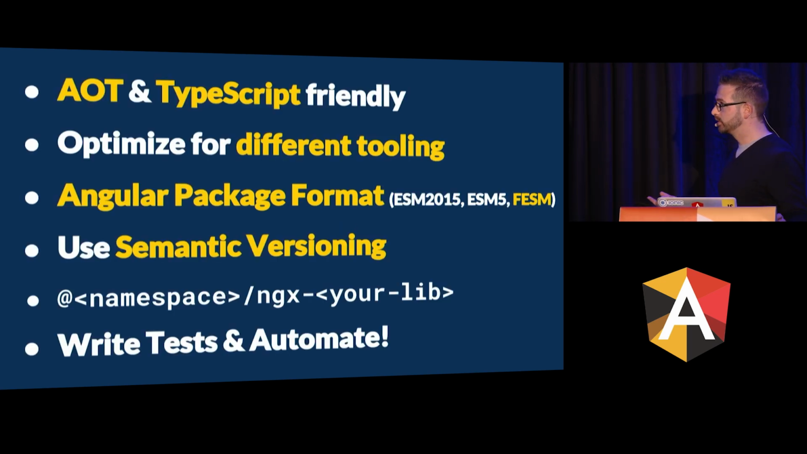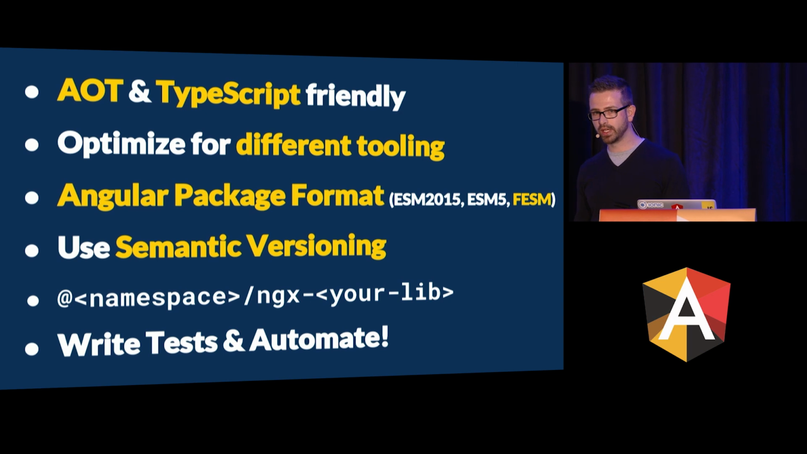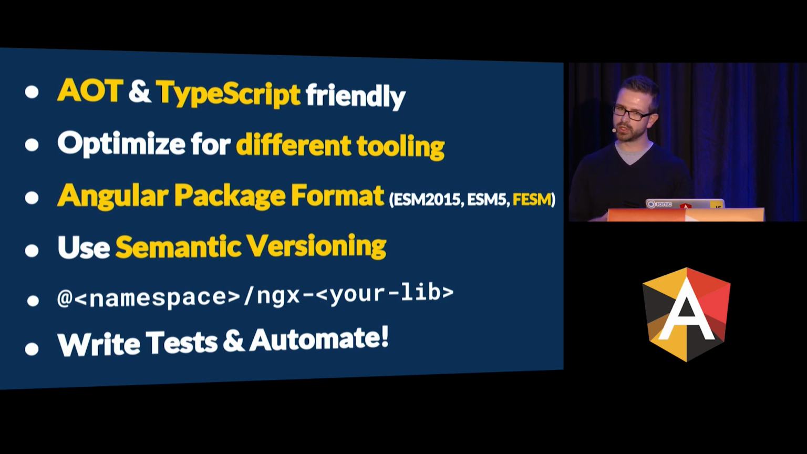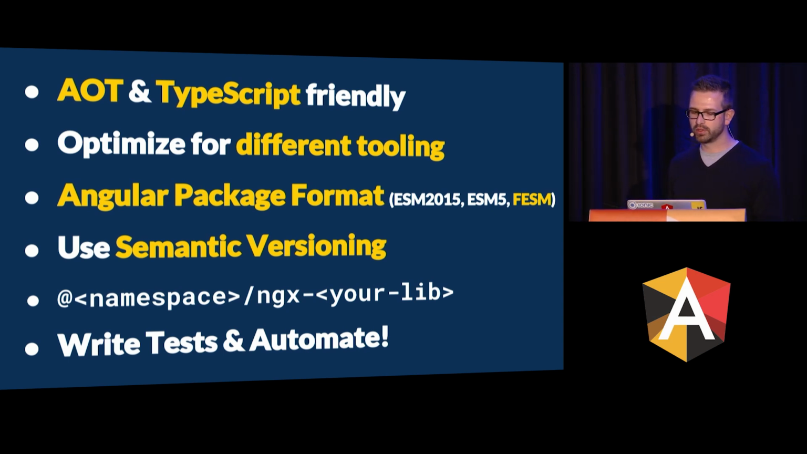Cool, and we have seen today how to make our library AOT compatible, right? How to make it TypeScript friendly by exporting the TypeScript definition files. We have seen how to optimize for different tooling, so for System.js, for Node.js, for UMD, so that it works nicely in the Angular ecosystem. And finally, we have also learned what that phasm means, because it might sound quite strange if you hear it the first time. And definitely look up the Angular package format.